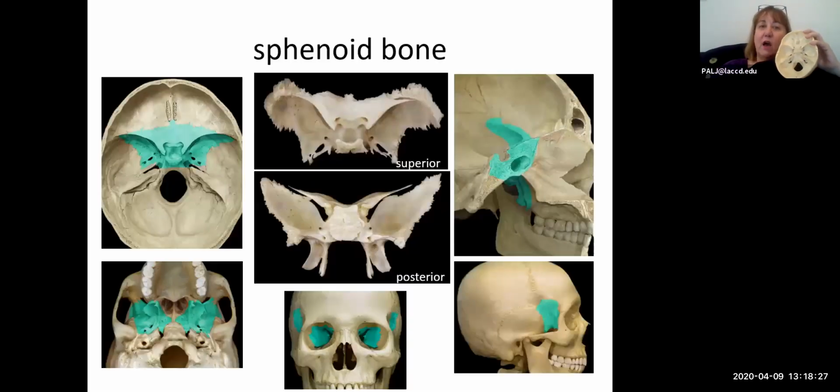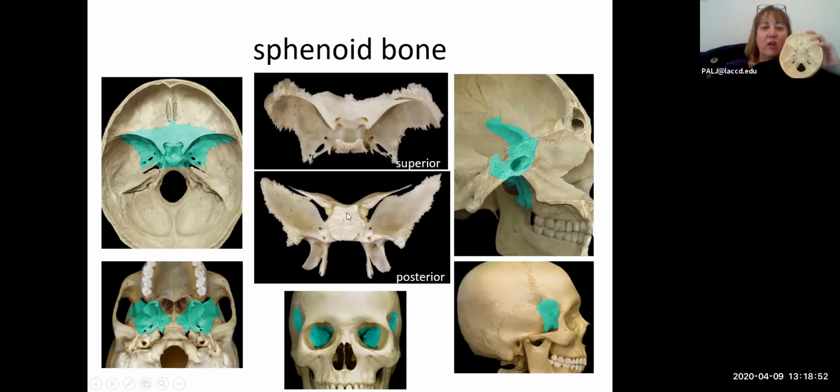So the first bone we want to talk about is called the sphenoid bone, and if you look at the sphenoid bone, what you can notice, it kind of looks like either a butterfly with two sets of wings. Some people say from a superior view, it kind of looks like a bat, except that bats only have one wing on each side. So I kind of like going with that butterfly term better.